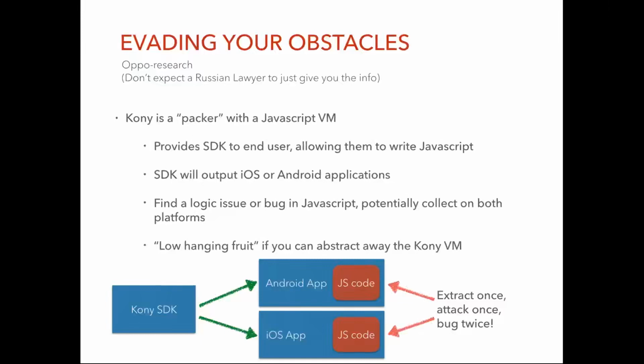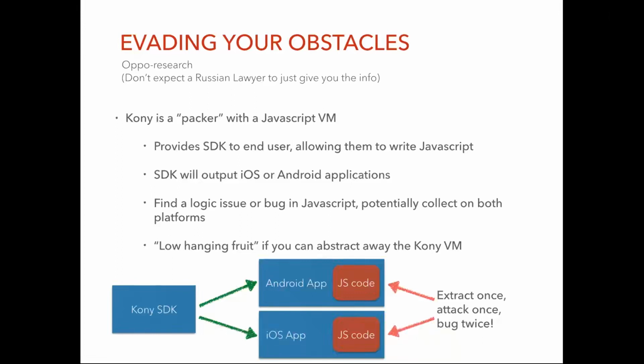Now back to the Coney sample, doing a little bit of Oppo research. Maybe a Russian lawyer will give you this information. Maybe they won't. I'm not really sure. But essentially what we're looking at is a quote-unquote packer with a JavaScript VM.